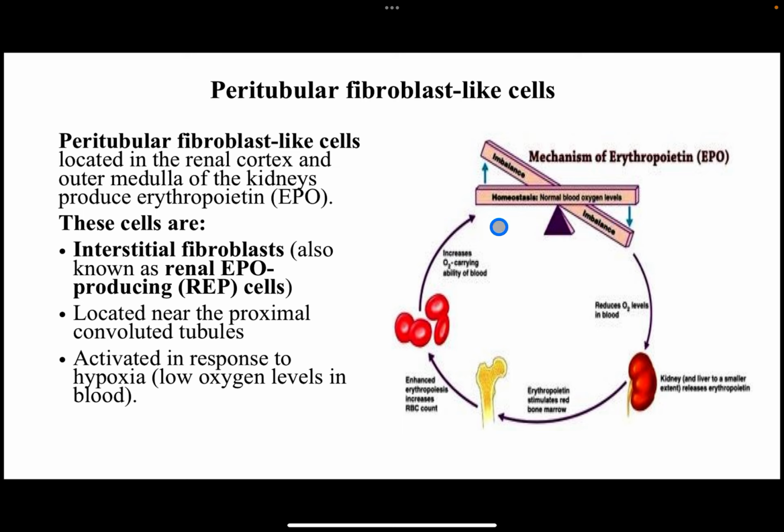Now, we mentioned the fact that the kidney plays a role in the production of red blood cells.